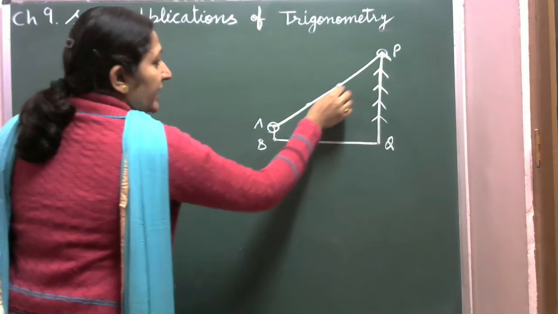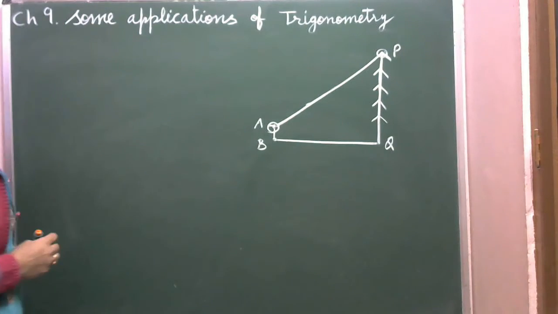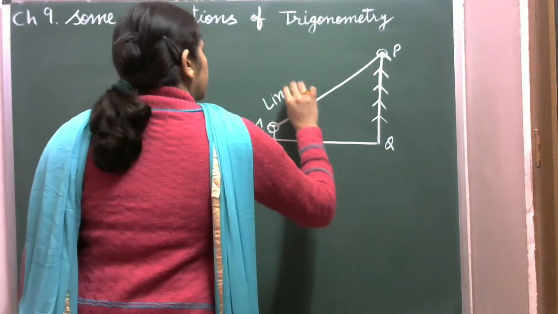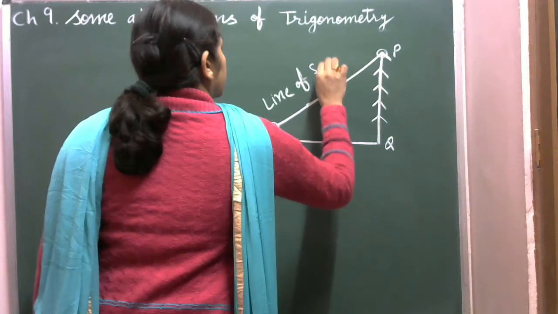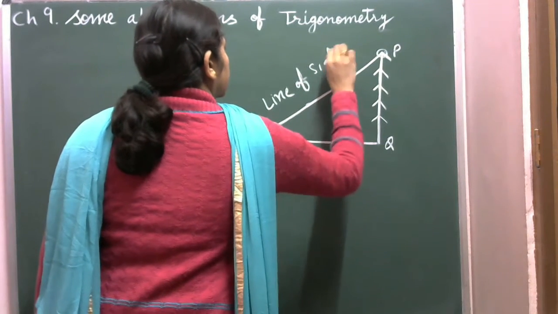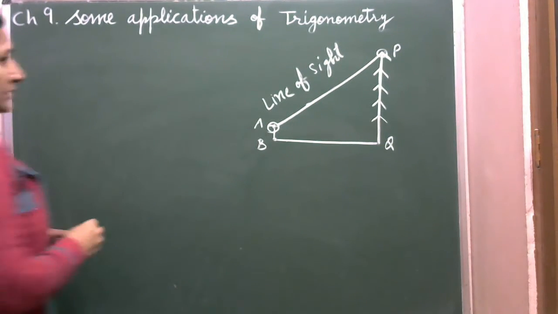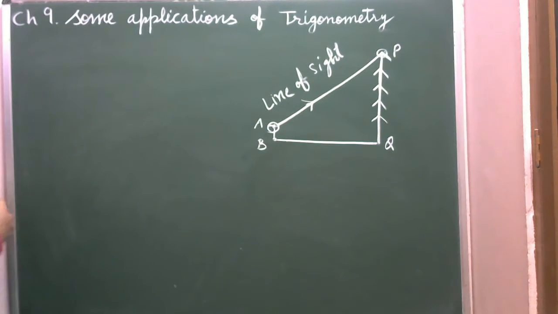ये जो लाइन है इसको हम क्या बोलते हैं? लाइन ऑफ साइट. So it is the line of sight, that is AP.